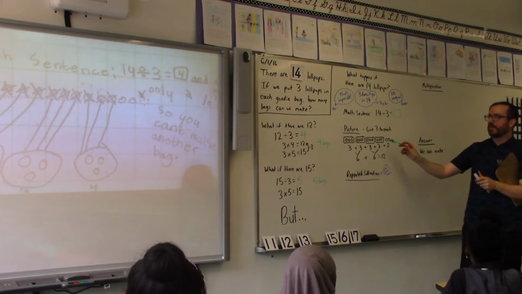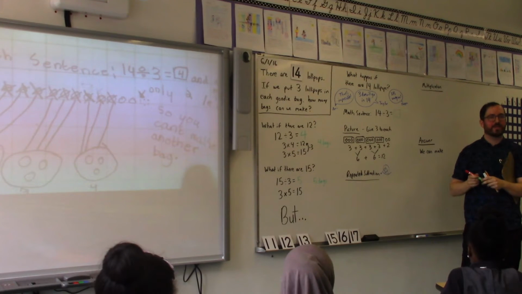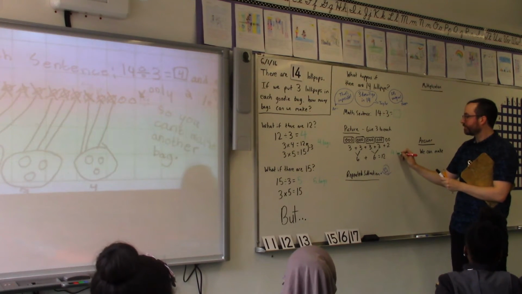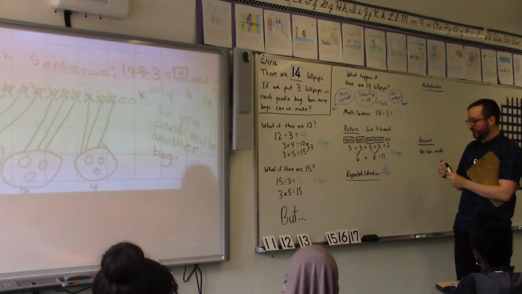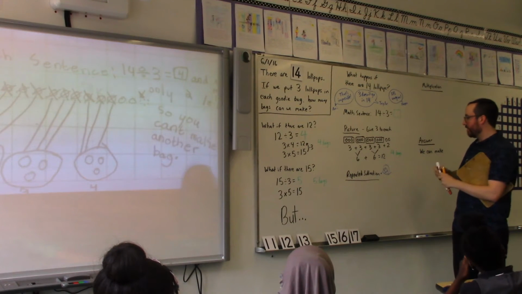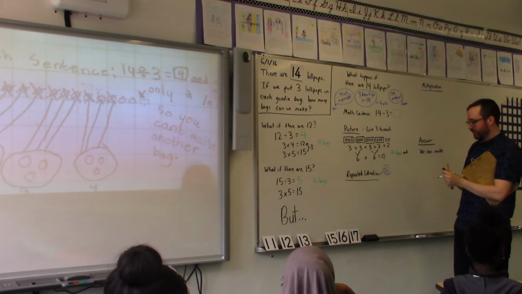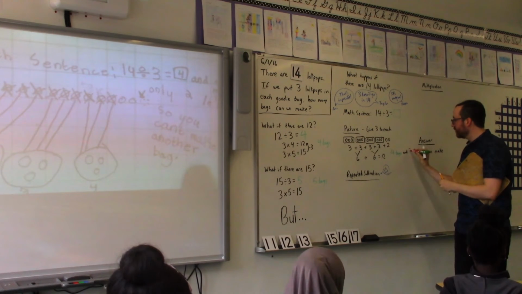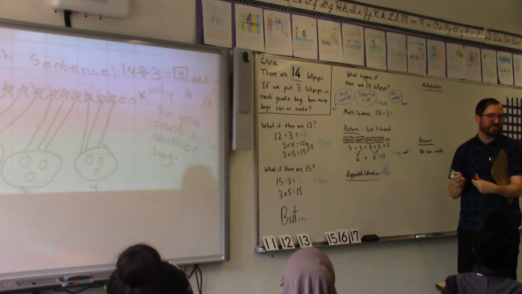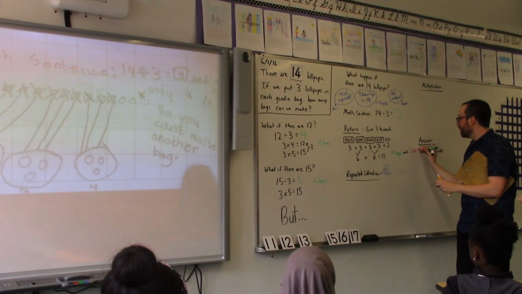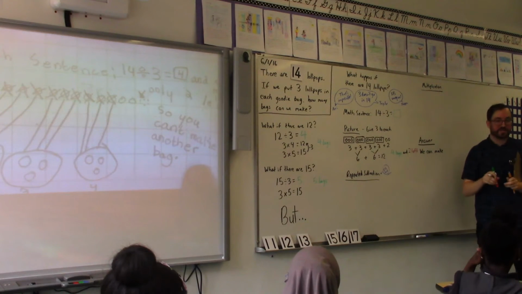So how many bags can we make? They can make 4. 4 bags. Or it's 4 bags and 2 more. That's a good way of saying it. Hold on. 4 bags and 2. We can say 2 left. Are you guys okay with that? There's 2 left. We can't make another bag with it. So that's a picture way.